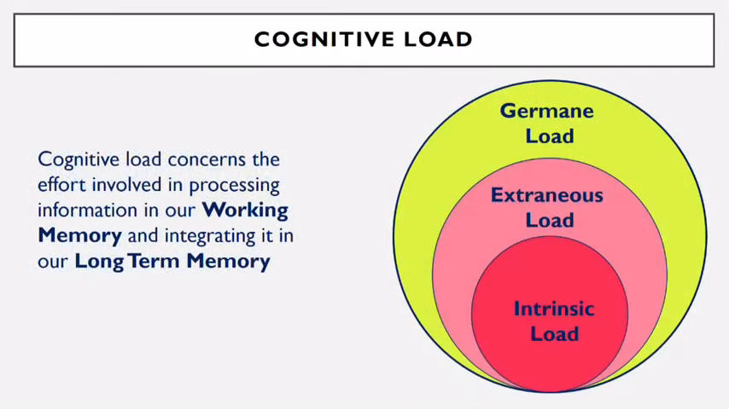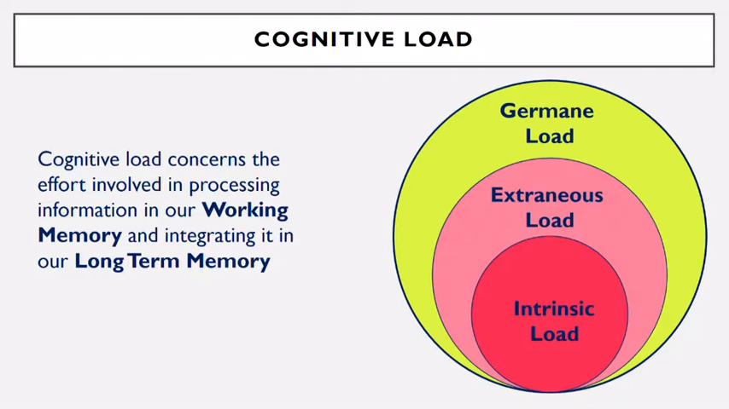Cognitive load is the effort involved in processing information in our working memory and then integrating it into our long-term memory. And there are three types of cognitive load. The first is intrinsic load, and this is the effort that's innately involved in the task. So 2 plus 2 has a low intrinsic load, whereas 479 add 673 has a higher intrinsic load. The extraneous load refers to the effort involved in processing extra information or unnecessary information.